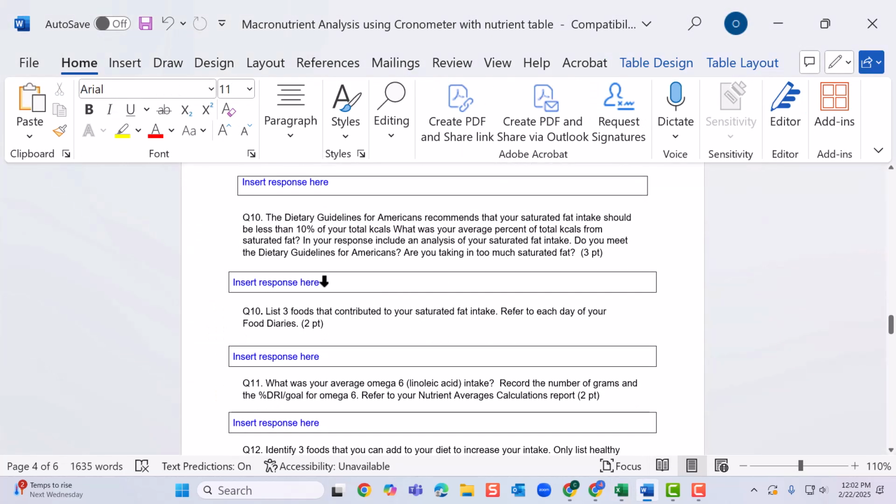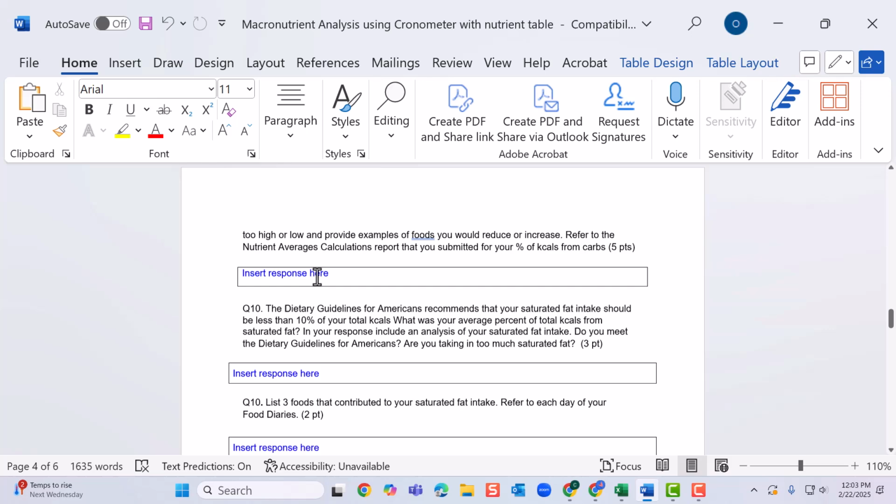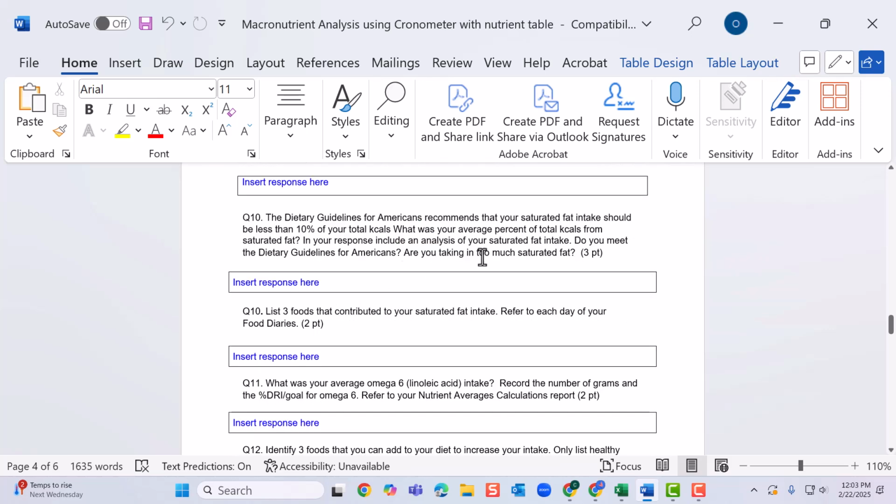And then you have to analyze that part. Same thing with saturated fat. I ask you what percent of your calories came from saturated fat. You would enter that here.